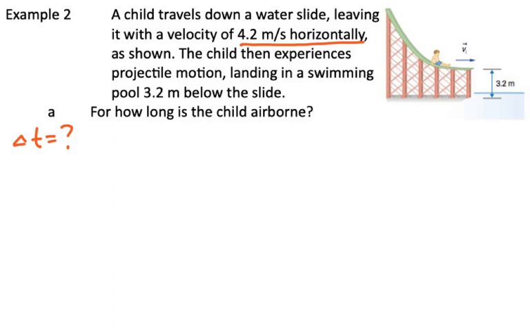Now again, with any projectile, we need to separate the horizontal and the vertical components of the motion. So the 4.2 meters per second horizontally will not come into play for this. All that matters right now is how long it takes this child to fall 3.2 meters. With that in our head, the displacement of the child will be 3.2 meters down, because the child will fall down off the slide into the water. The acceleration the child experiences while falling will be due to gravity.